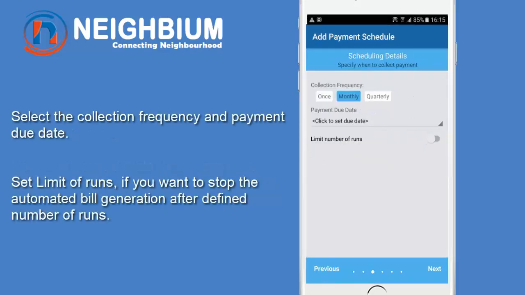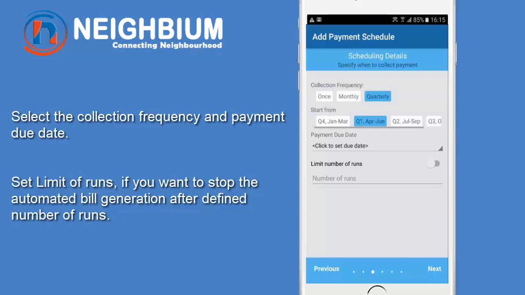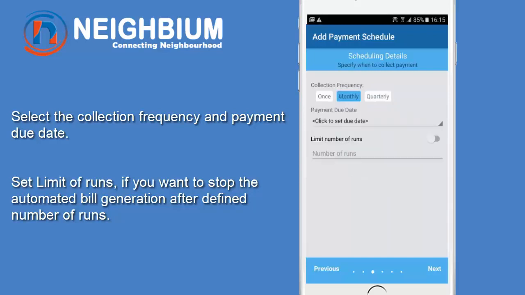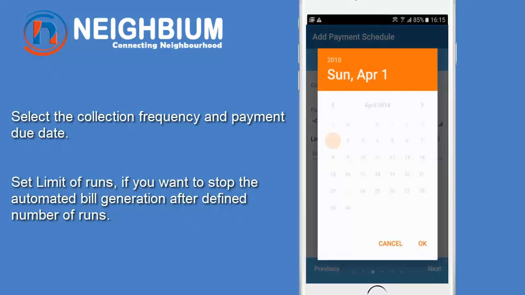Click on Next. Here we can define the collection frequency. If this is a one-time collection, select Once. If you want the system to auto-remind people to pay maintenance, then select Monthly. If you take quarterly payments, then select Quarterly. Let's select Monthly. Select the payment due date. Here we have selected 10 as the due date after which late payment will be applied.